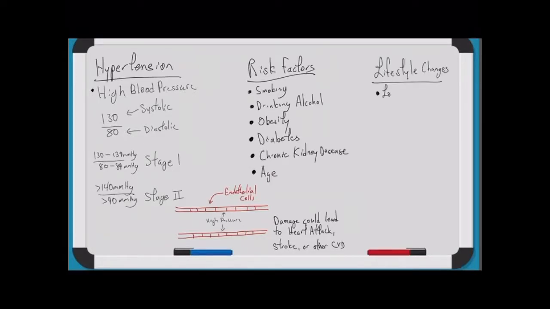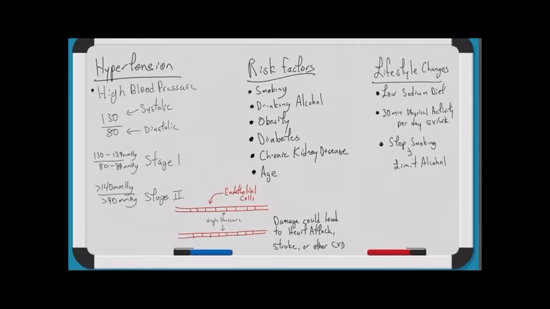Here are some risk factors that include smoking, drinking alcohol, obesity, diabetes, chronic kidney disease, and age. These are things that can lead to high blood pressure. And here are some lifestyle changes, such as a low sodium diet, 30 minutes of activity 5 times a week, and to stop smoking and limit alcohol, which can help to lower your blood pressure and help prevent you from having these heart attacks, strokes, and other cardiovascular disease that are associated with high blood pressure.